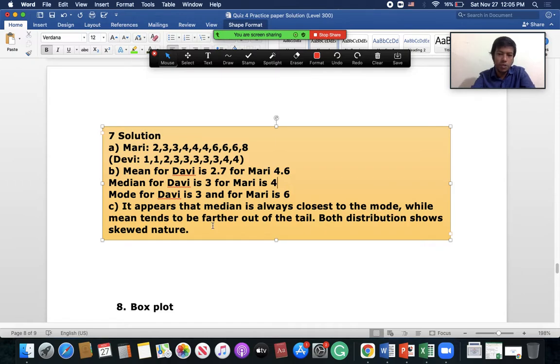Okay, the distribution shows it is skewed in nature, and what kind of skew, we can say left skewed. Both of them are left skewed. We can say both of the data are left skewed.